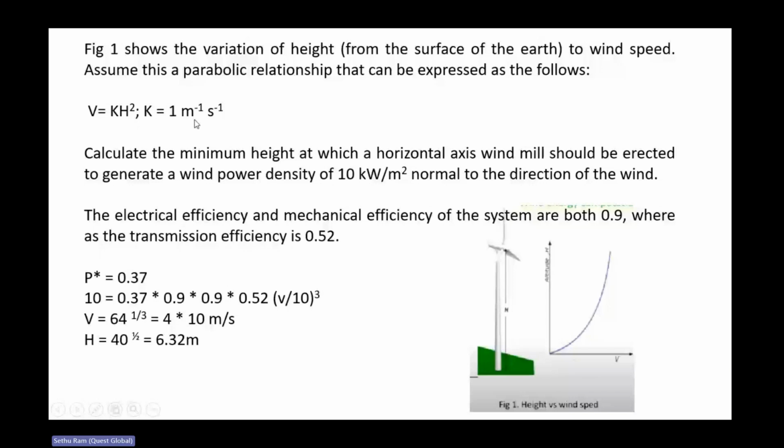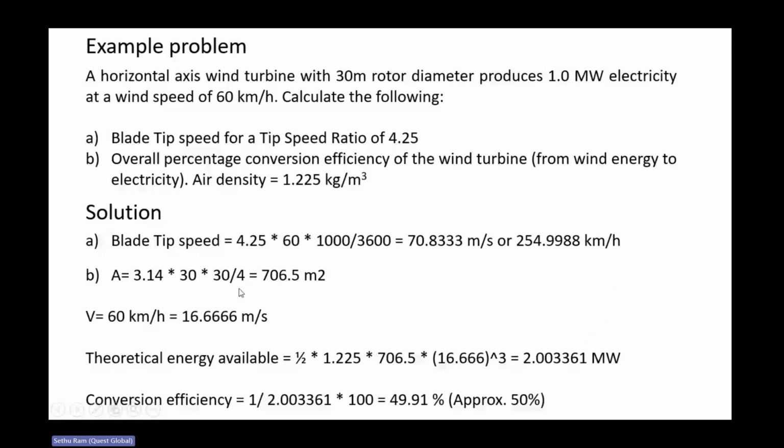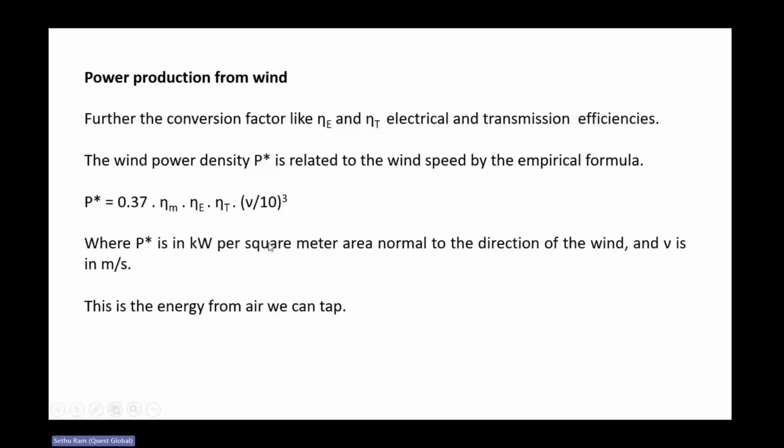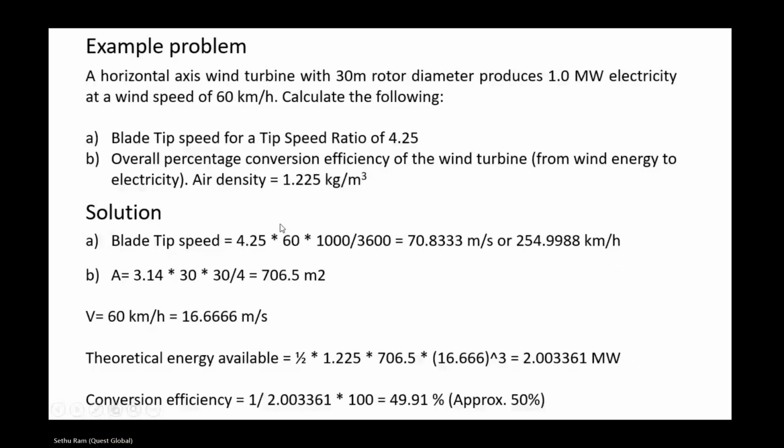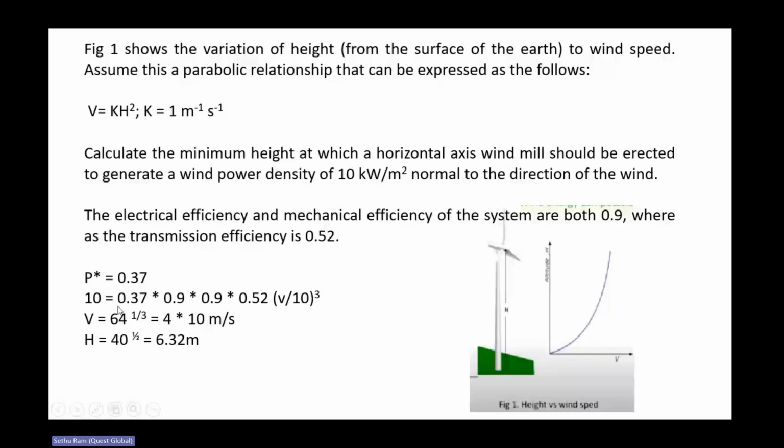Okay, so here how we calculated the power is based on this same equation only. This 0.37 into mechanical efficiency, electrical efficiency, transmission efficiency into velocity by 10 cubed. Same formula we used here. Okay. So here we got efficiency 0.37, 0.9 is the efficiency for both electrical and mechanical, 0.9 into 0.9, and transmission efficiency 0.52, and we got the velocity 10.